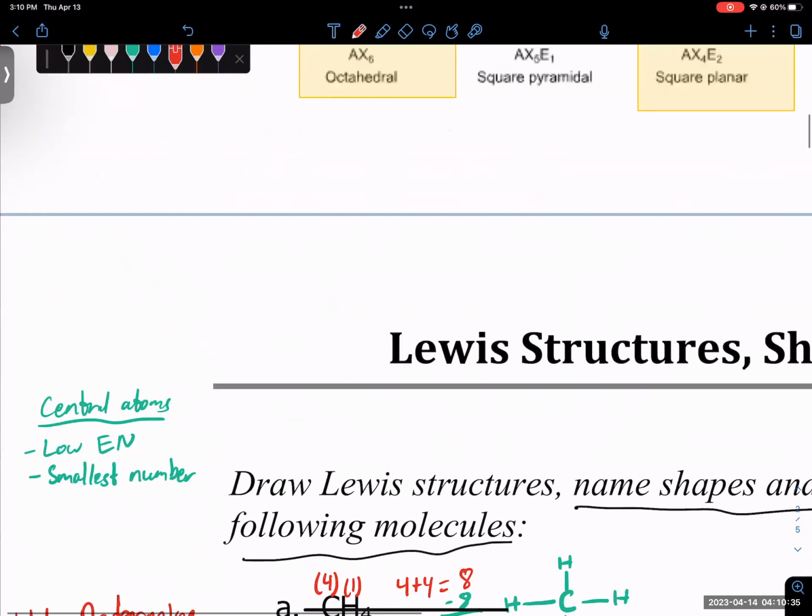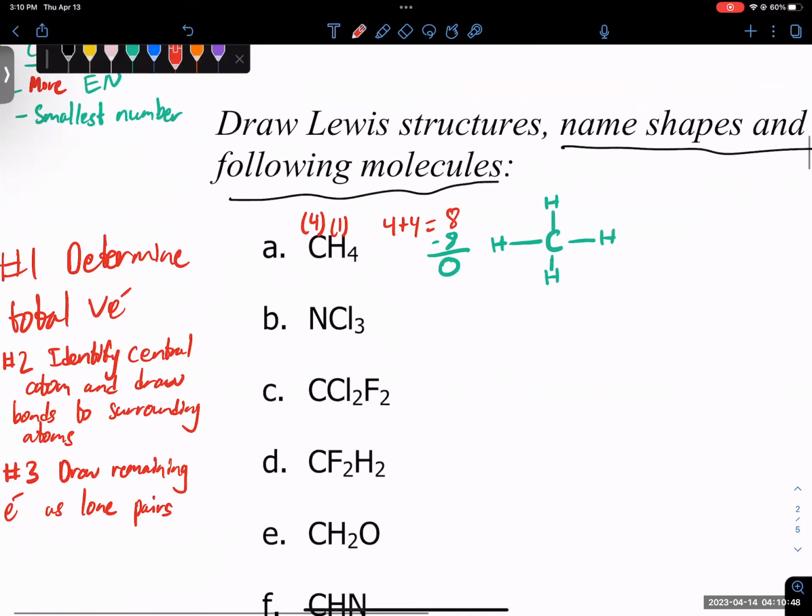Oh, sorry. Central atom is the one with more electronegativity, not least. Oh, wait. Yeah, more electronegativity. All right.